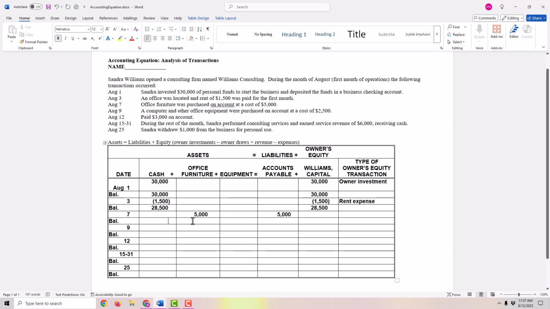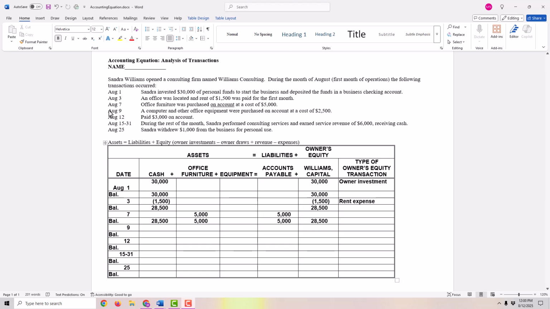Okay, now I'm going to go ahead and calculate the balances. Cash didn't change. I'm just going to bring this 28,500 down. I now have 5,000 under furniture, still nothing in equipment, 5,000 in accounts payable, and 28,500 under capital. So once I calculate the balances, if I were to add up 28,500 and 5,000, that would be 33,500. And I would get the same thing on the right side of the equation. It's the same numbers on both sides.